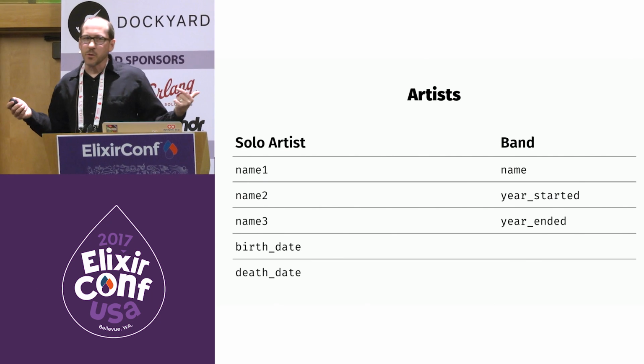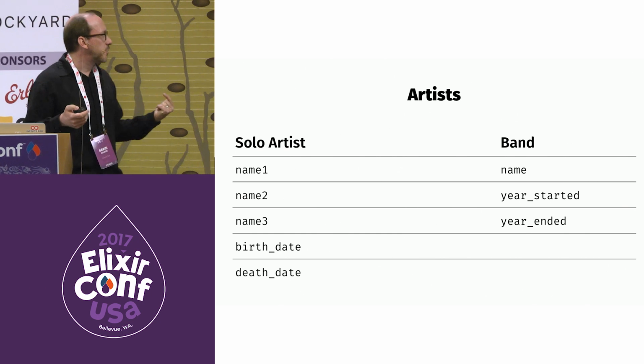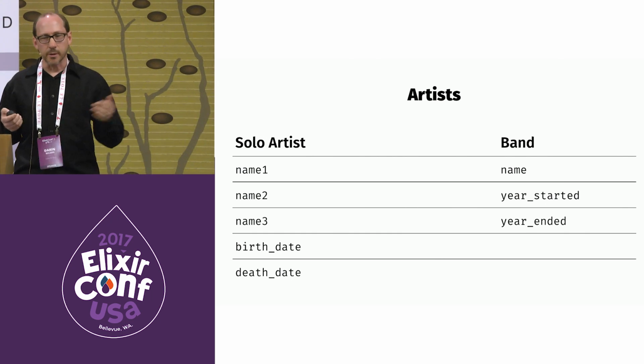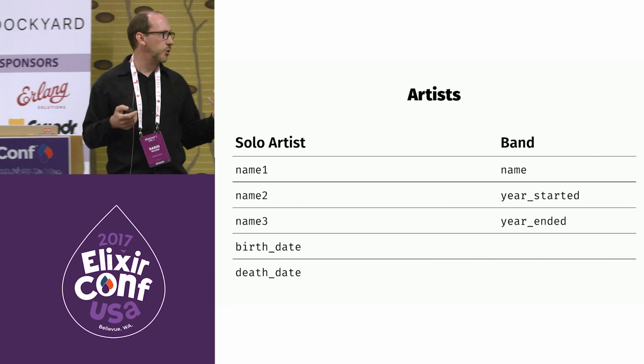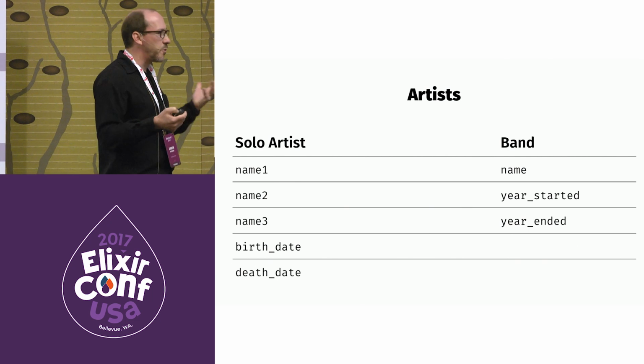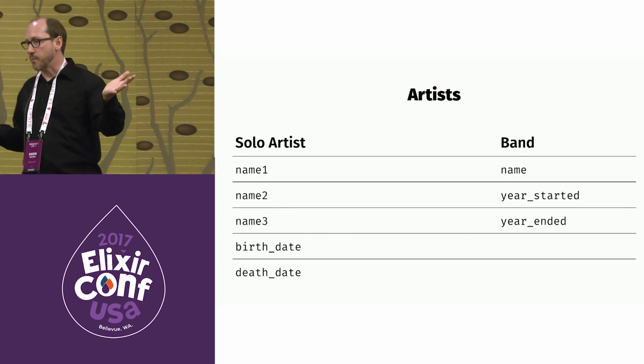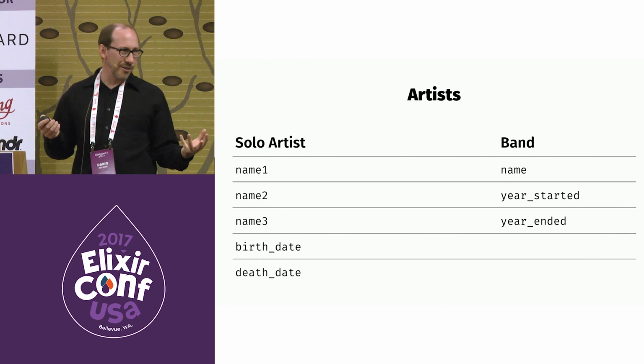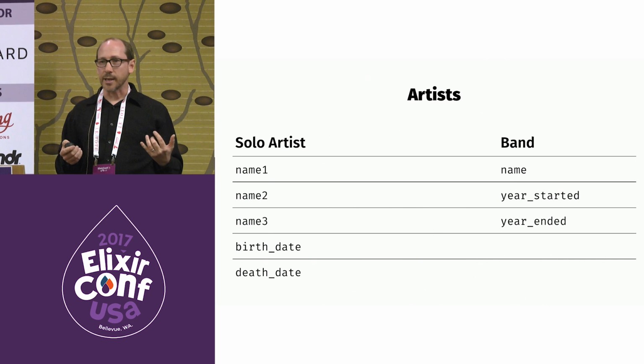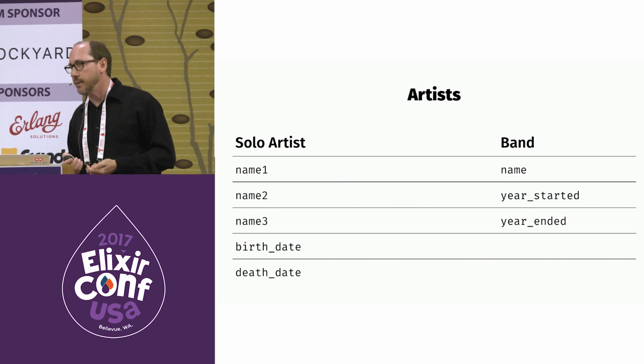And in a perfect world, this is how we'd present it to the user. If it's a solo artist, we'd give them three name fields, so we can cover Sia as well as John Cougar Mellencamp, and a birth date and a death date. But if it's a band, we just need one name field, and bands don't really have a start date or an end date. It's more like years active, so we'd want to present it that way.